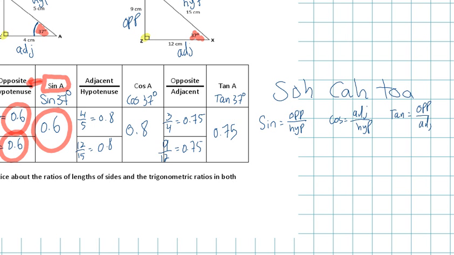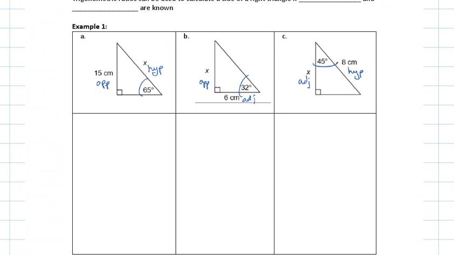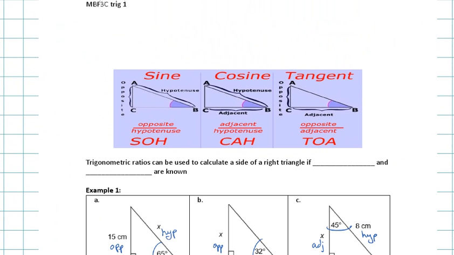Okay? All right. So this is exactly what I just said earlier. SOHCAHTOA: sine is opposite over hypotenuse, cosine is adjacent over hypotenuse, and tan is opposite over adjacent. Remember, this is only used when you have a right angle triangle.